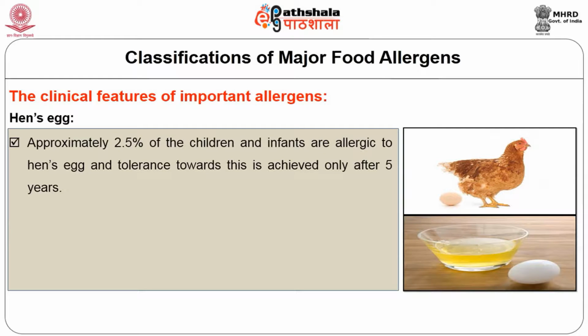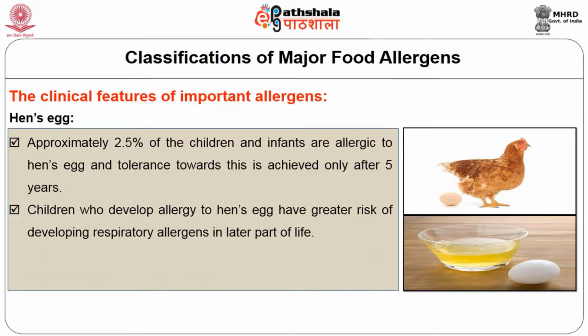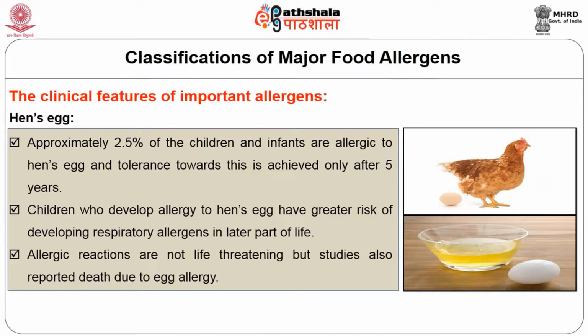Approximately 2.5% of children and infants are allergic to hen's egg, and tolerance towards this is achieved only after 5 years of age. The protein which is responsible for the allergic reaction in hen's egg is found in the egg white. Children who develop this kind of allergy to hen's egg have a greater risk of developing respiratory allergies in later part of life. Allergic reactions are not usually life-threatening, but studies have also reported death due to egg allergy. Among egg processing workers, sensitization occurs by the inhalant route.